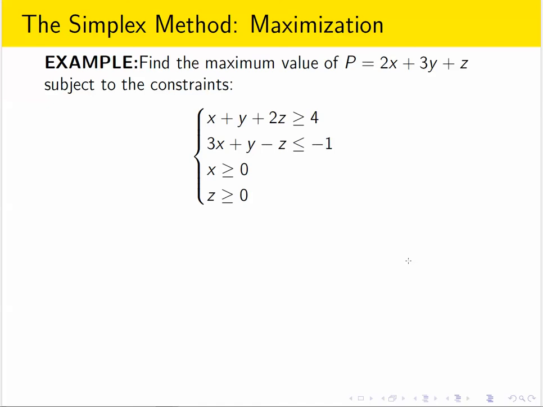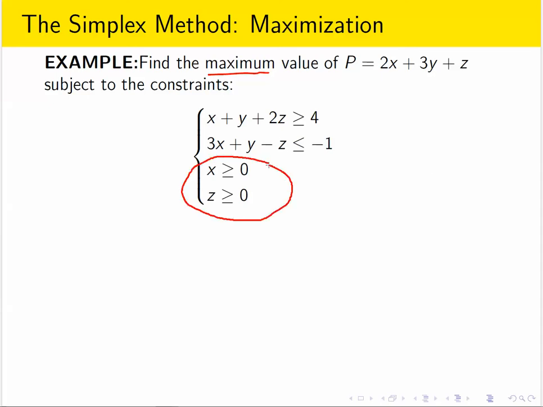Let's look at another example. We're asked to find the maximum value of some function subject to some constraints. Well, we are looking for a maximum. That's one of the conditions that we require for the simplex method. However, the other two conditions are not met in this example.